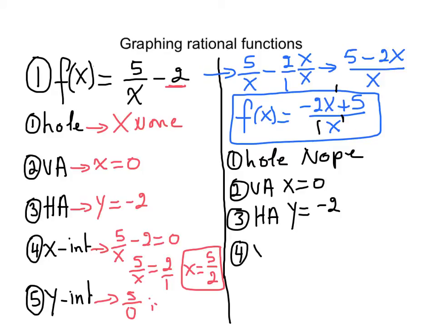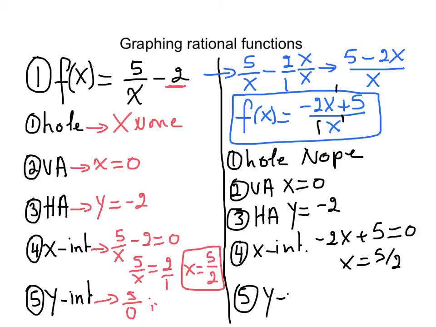The x-intercept is when you set the numerator equal to 0. If you set up negative 2x plus 5 equal to 0, that means x is equal to 5 over 2. And then finally, if you do the y-intercept and you substitute 0 for x, you will find yourself dividing by 0, which is impossible.